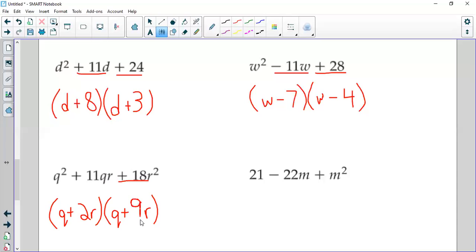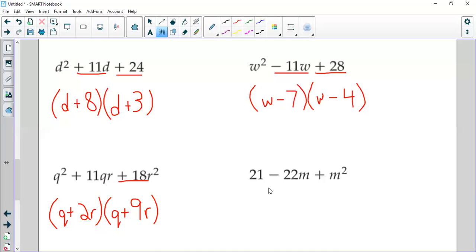And if I wanted to, I could have put the 9 first. It wouldn't matter. And then put the 2 in the second one. It doesn't matter. So check it. Q times q first is q squared when I FOIL. Outer gives me 9qr. Inner gives me 2qr. They add for 11qr. And lasts 2r times 9r is positive 18r squared.